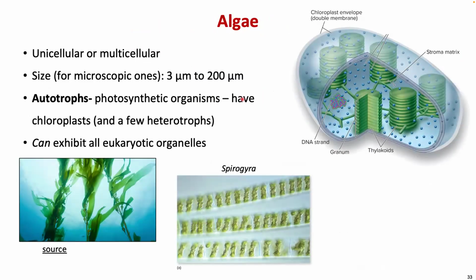Algae can be either unicellular or multicellular. Their size varies from 3 micrometers to 200 micrometers. They are autotrophs. Basically, they rely on the sun through photosynthesis to get their energy. Within them you can find chloroplasts, which help them generate their own nutrients. And they can exhibit all eukaryotic organelles.